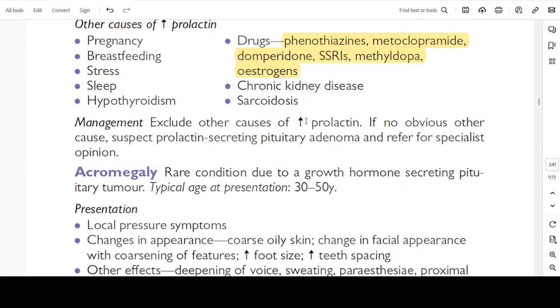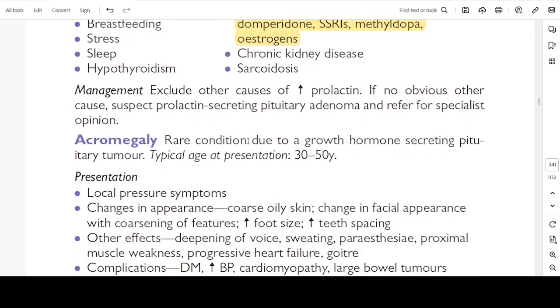Management. Exclude other causes of raised prolactin. If no obvious other cause is present, suspect a prolactin secreting pituitary adenoma and refer for specialist management. So in hyperprolactinemia, you have to rule out all of these other causes first, and if other causes are ruled out, only then suspect a prolactin secreting pituitary adenoma and refer for specialist opinion.